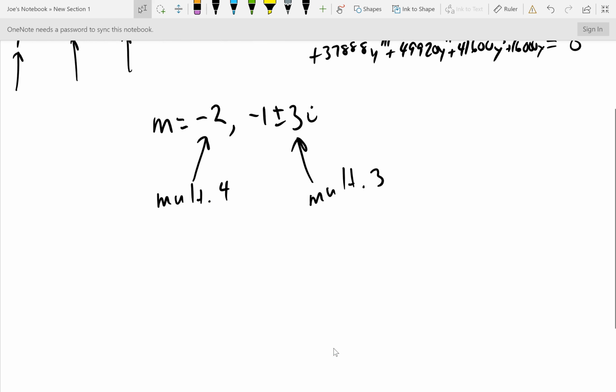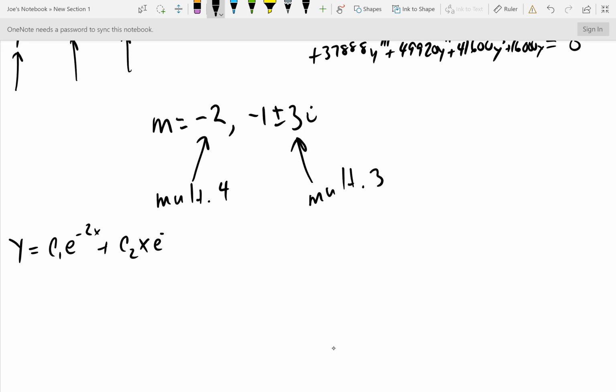So the way we handle these again, just to write these down, our y will be c1 e to the -2x, that's for the -2, and then we've got to multiply that by a power of x for each extra multiplicity. So we get that c2 x e to the -2x, a c3 x squared e to the -2x, and a c4 x cubed e to the -2x. That's how we handle that -2 being repeated 4 times.